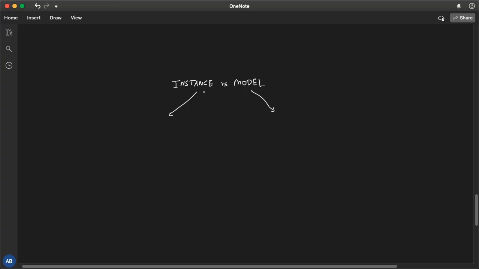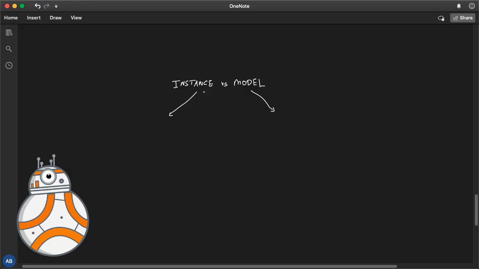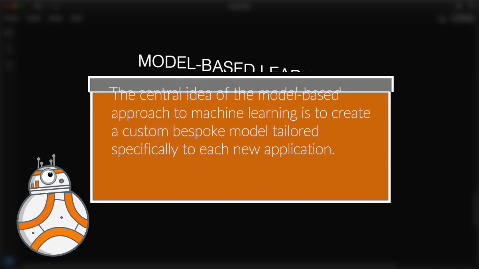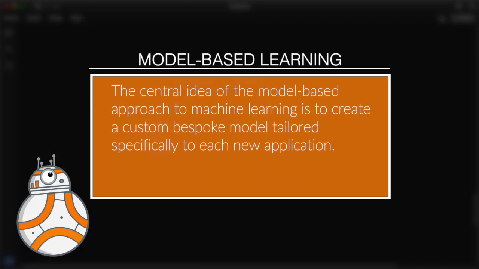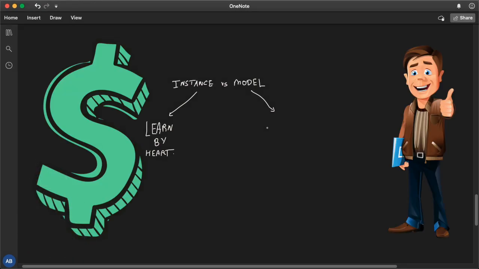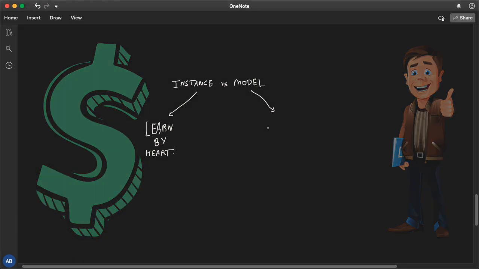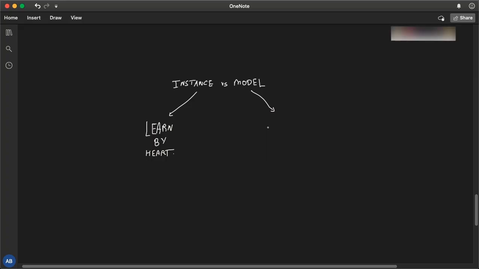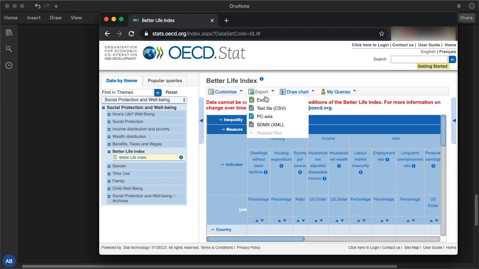Now, this approach is called instance-based learning, where the system learns examples by heart, then generalizes to new cases using a similarity measure. Whereas model-based learning builds a model of these examples, then uses that model to make predictions. For instance, suppose you want to know if money makes people happy. So you download the Better Life Index data from the OECD's website. So here's the data.